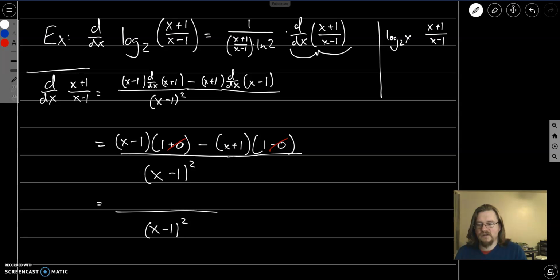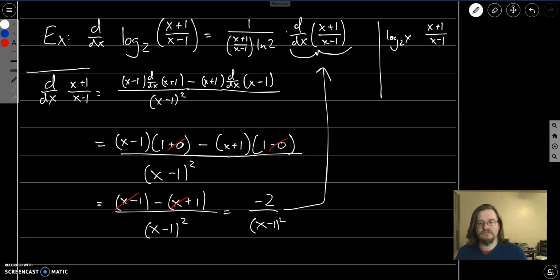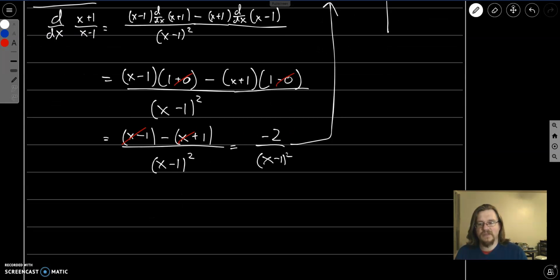I have an x minus 1, and I'm going to subtract x plus 1. And what you'll notice is that I've got an x, and I'm going to be subtracting an x. So all this simplifies down to minus 1, so that's minus 2, over x minus 1 squared. Whew. So that was a lot of work, but that's what my derivative is. So now I can start really simplifying this guy. So that was some scratch work.